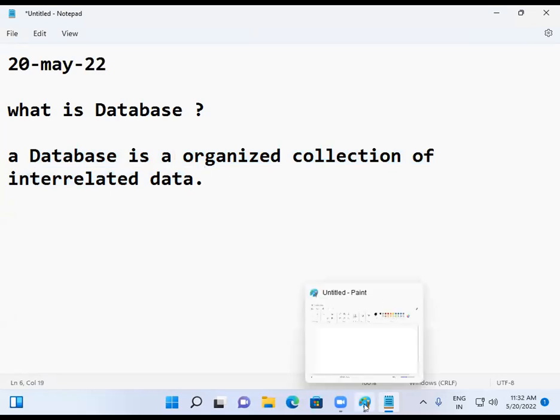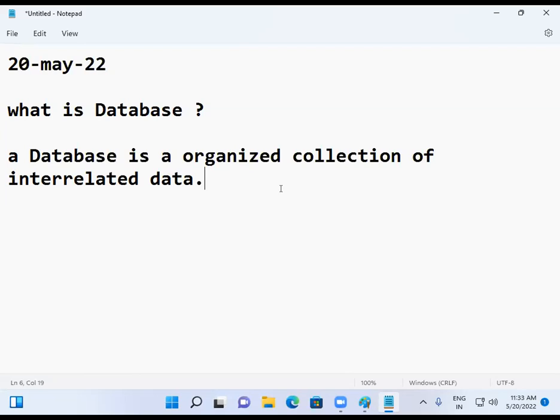Now, what is interrelated data? What is this organized? Usually everyone says a database is a collection of data. But I'm saying it is an organized collection of interrelated data.